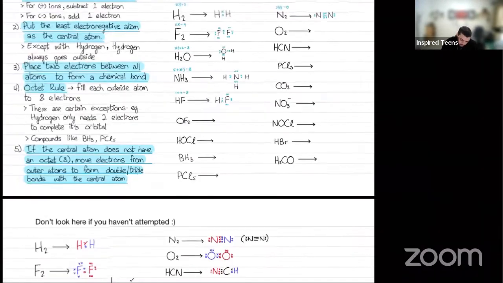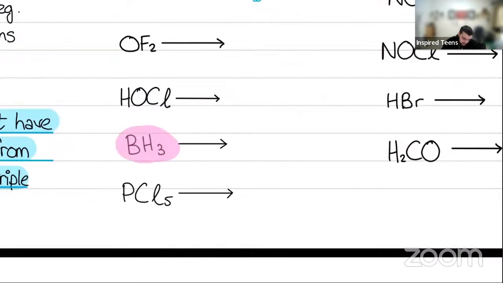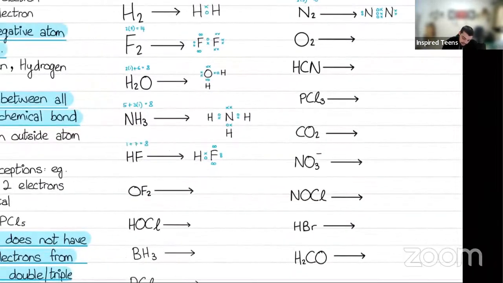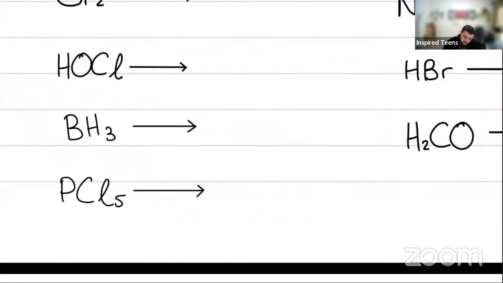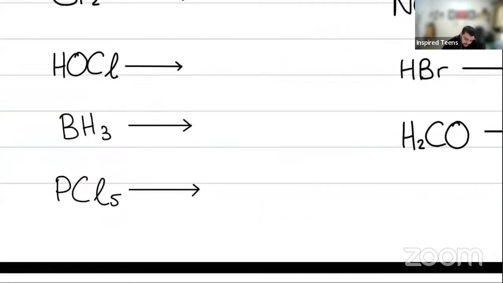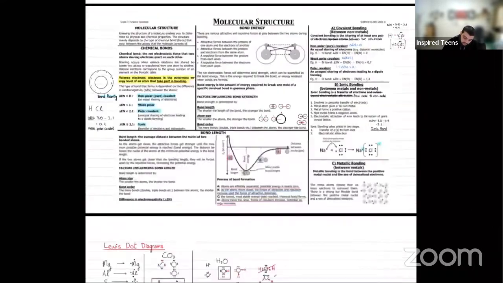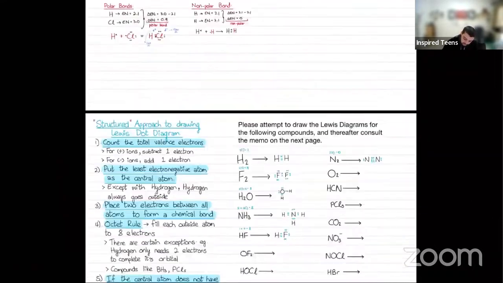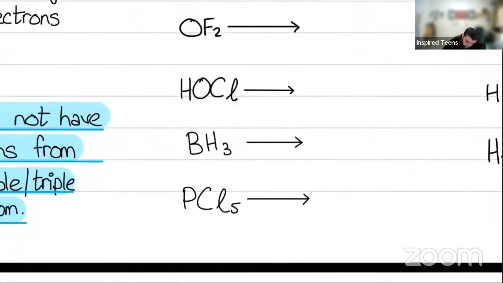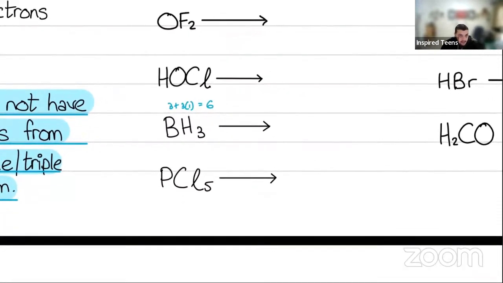Let's do 2 more, right? We're going to do one of these exceptions, BH3 and CO2. So let's do BH3. Count the amount of electrons first. Boron has 3, so 3 plus 1 times 3, which is basically 6. Place the least electronegative atom in the center, unless you're working with hydrogen.